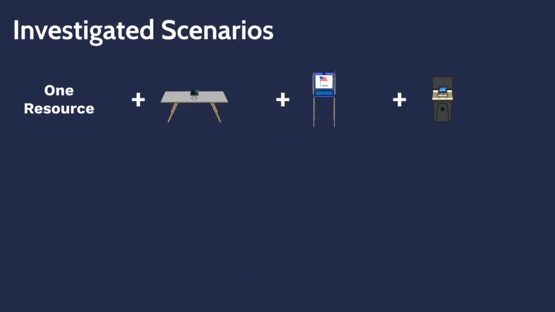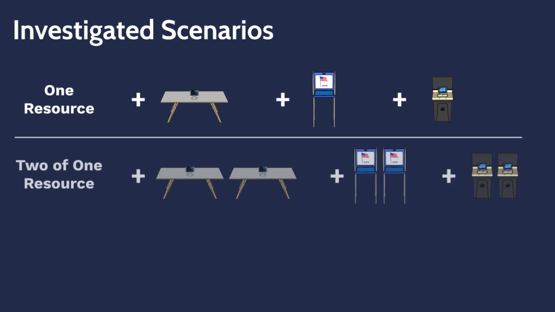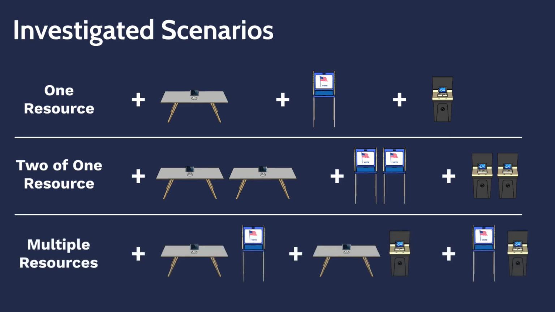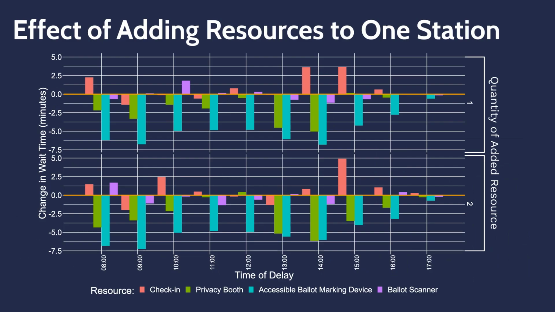When exploring this strategy, we consider adding 1 or 2 additional devices to one station, as well as determine the effect of adding 1 resource to each of 2 stations. The graphical plot on screen presents the changes in waiting times when 1 and 2 additional resources are allocated to a polling location after a temporary shutdown. Bars on the plot that extend below the orange line represent a decrease in average wait time, while bars extending above represent increases in wait time when compared to a polling location that does not receive additional resources.